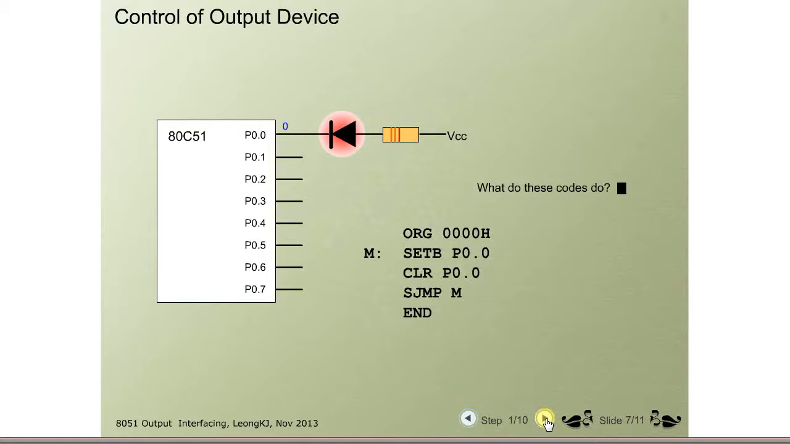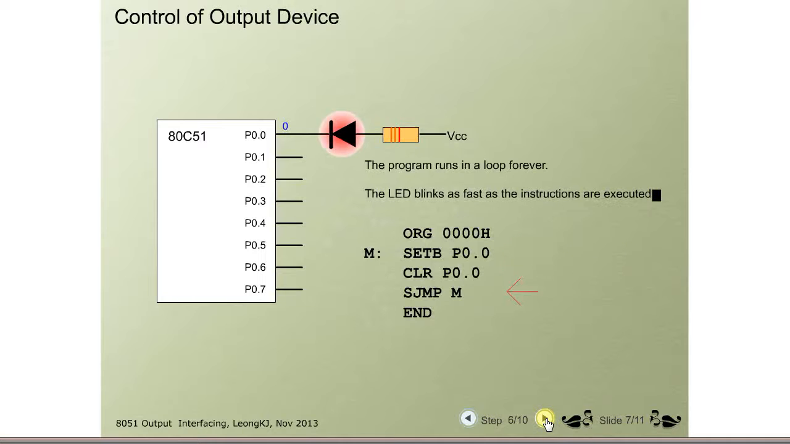What do these codes do? This instruction: turn off the LED. This instruction: turn on the LED. The program jumps to label HERE. The cycle repeats. The program runs in a loop forever. The LED blinks as fast as the instructions are executed.